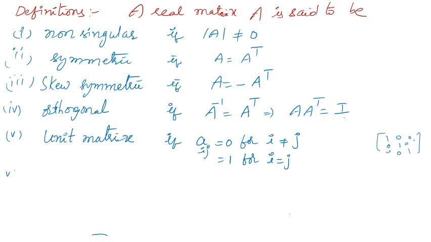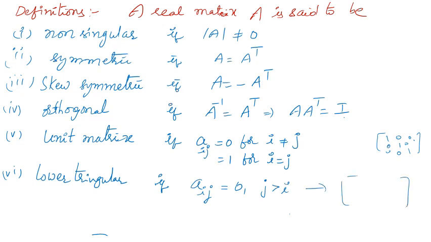Okay, next one, sixth one, lower triangular matrix. What is the definition mathematically? I told you lower triangular matrix means below the diagonal elements are non-zero, above the diagonal zeros. Aij equal to 0 when j is greater than i. For this I am giving an example. This is 1 position, this is 2 position, this is 3 position, right?